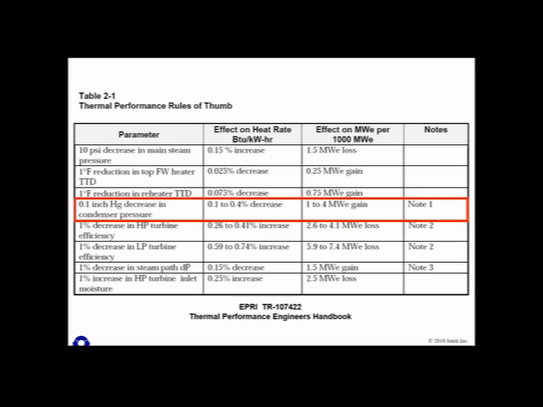Now this is a rather large range of effect on heat rate from a condenser pressure, and that range will be a topic in a few slides from now. But this is a great rule of thumb. It gives us a quick way to value condenser pressure reduction.